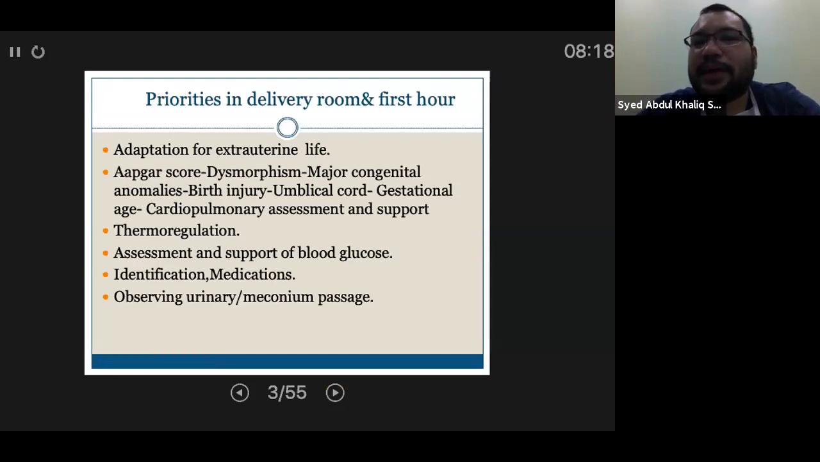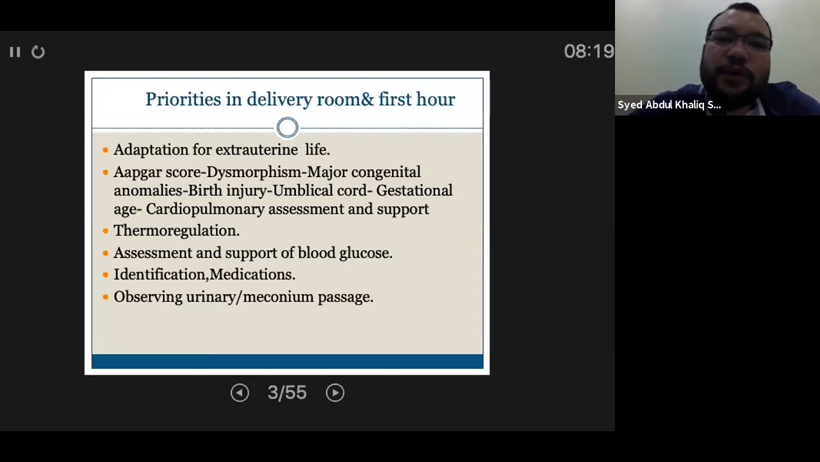Which sort of babies are at risk for birth injuries? Babies who are born with instrumental deliveries are more at risk for birth injury. Babies who are large for gestational age, babies who are infants of diabetic mothers, babies whose mother has CPD, cephalopelvic disproportion. This sort of babies are at risk for birth injury. What sort of birth injury? Shoulder dystocia and all those complications.